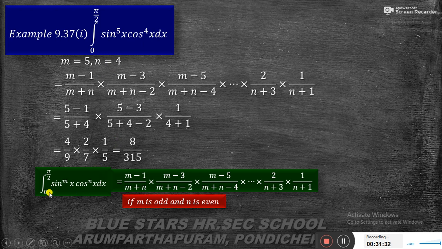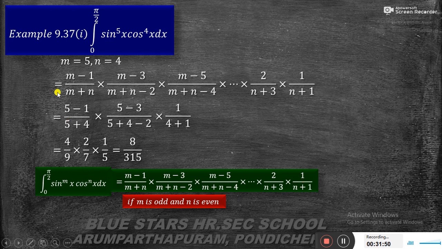So the formula for the integral 0 to pi by 2 sin power mx cos power nx dx, where m is odd and n is even, is m minus 1 by m plus n, m minus 3 by m plus n minus 2, m minus 5 by m plus n minus 4, up to etc., 2 by n plus 3 into 1 by n plus 1.